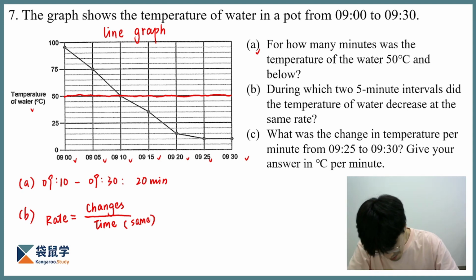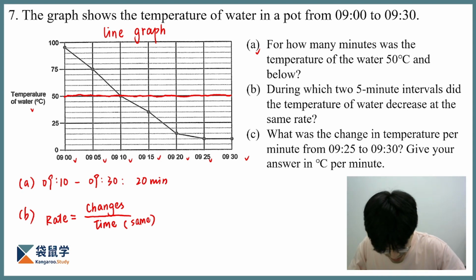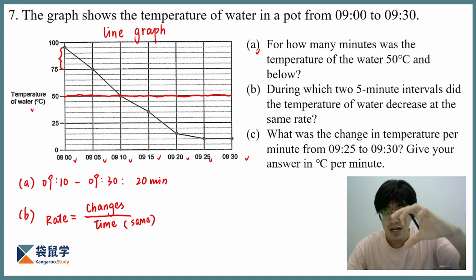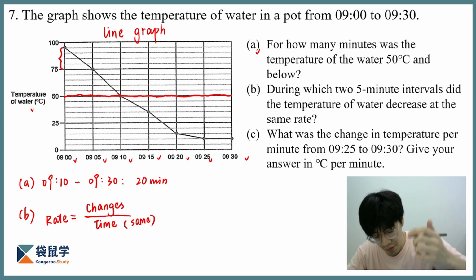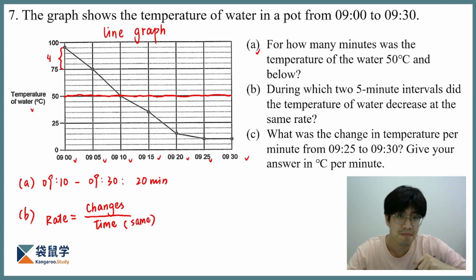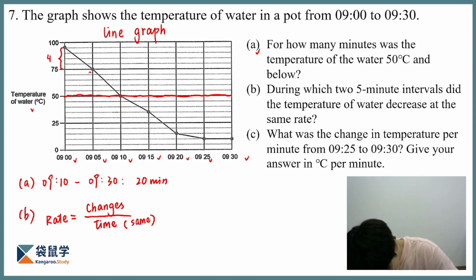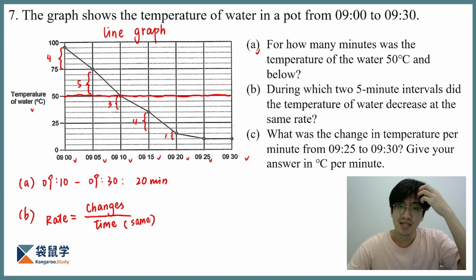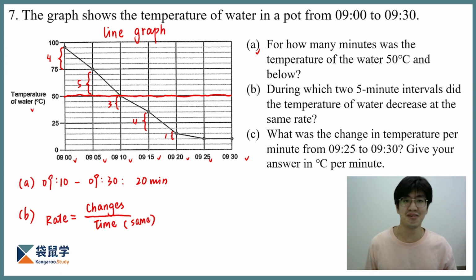So let's see. Oops, let me get my pen. For the first time interval, the decrease in temperature is 4 intervals in the temperature. How about the second period? In this case, it is 5. In this case, it is 3. Over here, that is 4. Over here, that is 1. And then finally, it's 0. So which two time intervals have the same decrease in temperature?